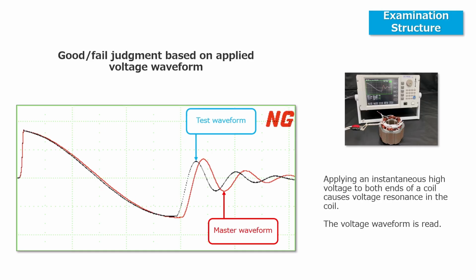The detection of layer shorts is performed by comparing the waveform of the pulse voltage applied to the coil. A master waveform from a known good coil is registered in advance, and the test determines pass or fail based on the degree of deviation between this reference waveform and the waveform of the coil under test.